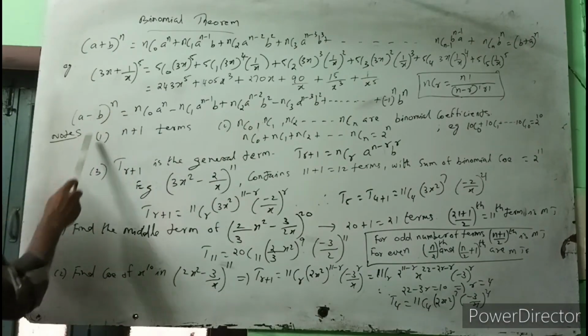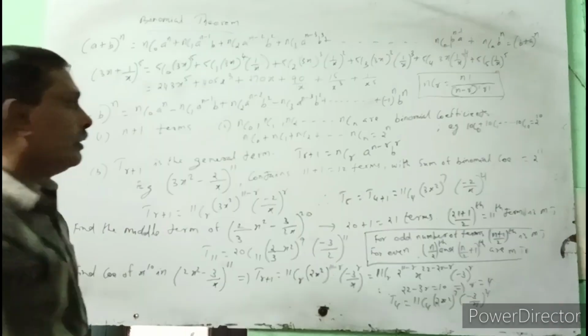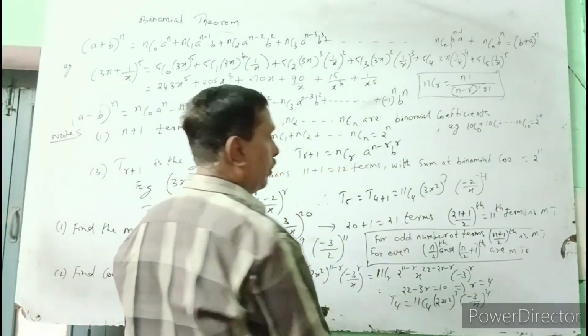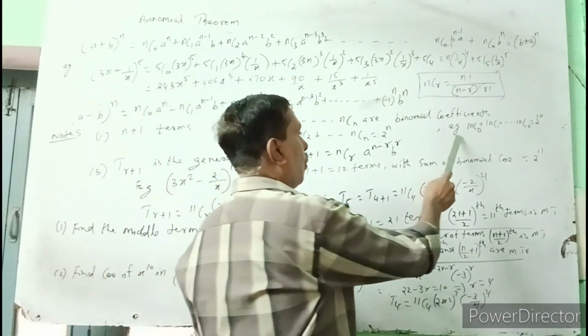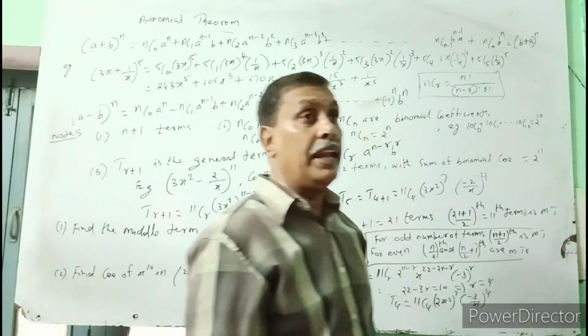Now some of the important points there will be in the binomial expansion. n plus 1 terms will be there, and as I told you, these all are called binomial coefficients. If you are adding all the binomial coefficients, always 2 raised to n will come.